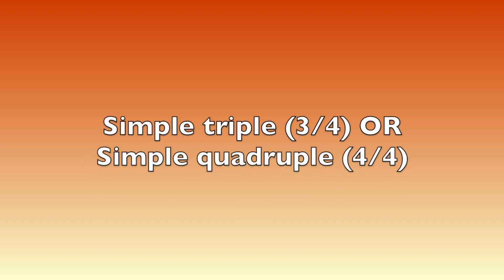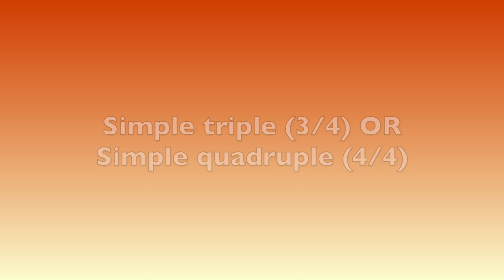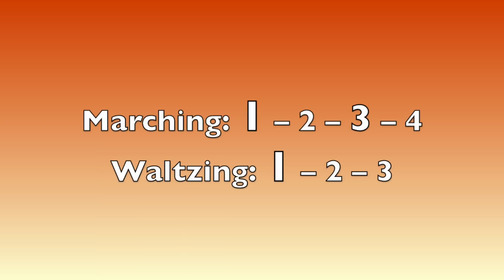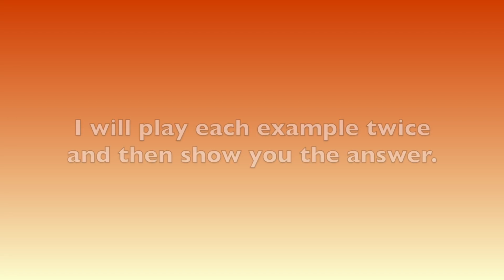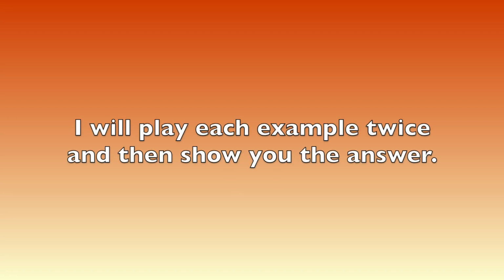I will play a piece written in either simple triple, 3/4, or simple quadruple, 4/4 meter. You decide what time signature belongs with the example and circle the correct answer. If you aren't sure, imagine yourself marching or waltzing to the beat. Pay special attention to patterns of strong and weak accents, especially in the bass line. I will play each example twice and then show you the answer.